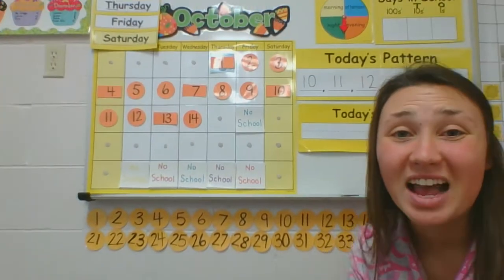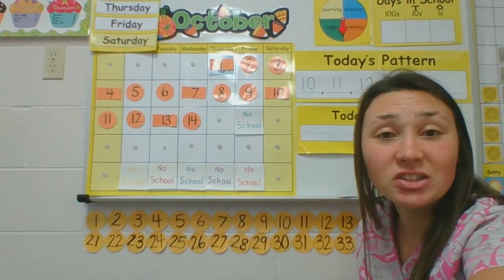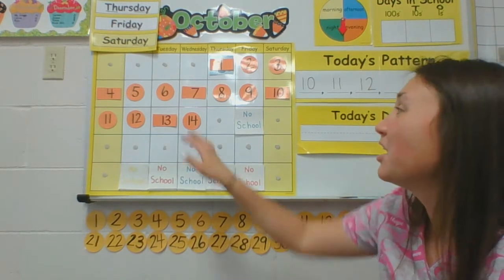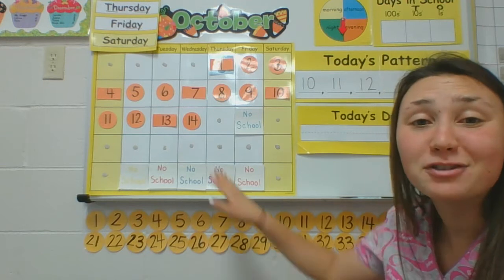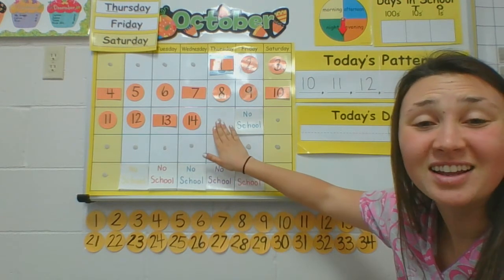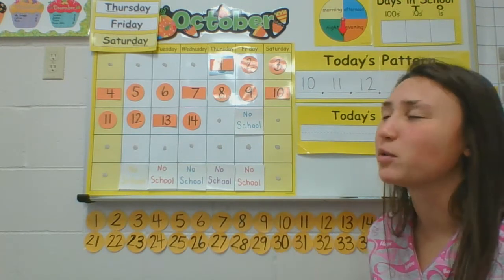And let's take a look at our calendar to see exactly what day in October. Well, yesterday was the 14th. 14. And what comes after 14? This is sometimes tricky to remember.